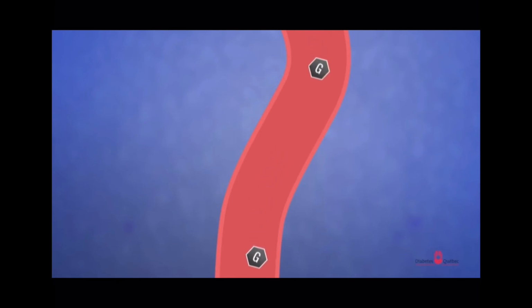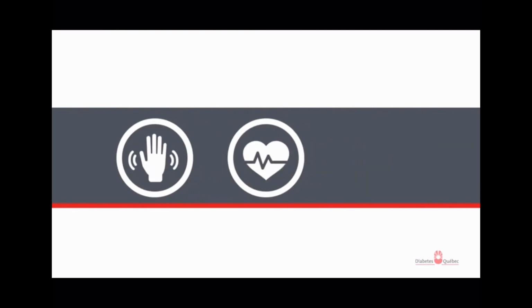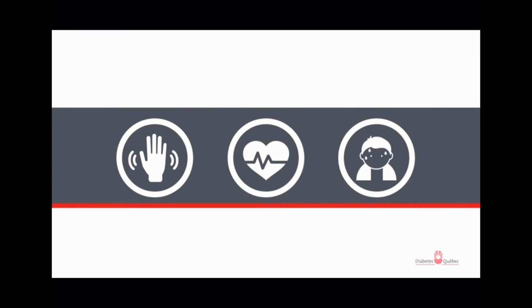Sometimes, if there's an imbalance between injected insulin and the glucose in the bloodstream, blood sugar levels may fall too low, a condition called hypoglycemia. Symptoms of hypoglycemia include trembling, palpitations, and sweating. Despite active research, type 1 diabetes still has no cure.